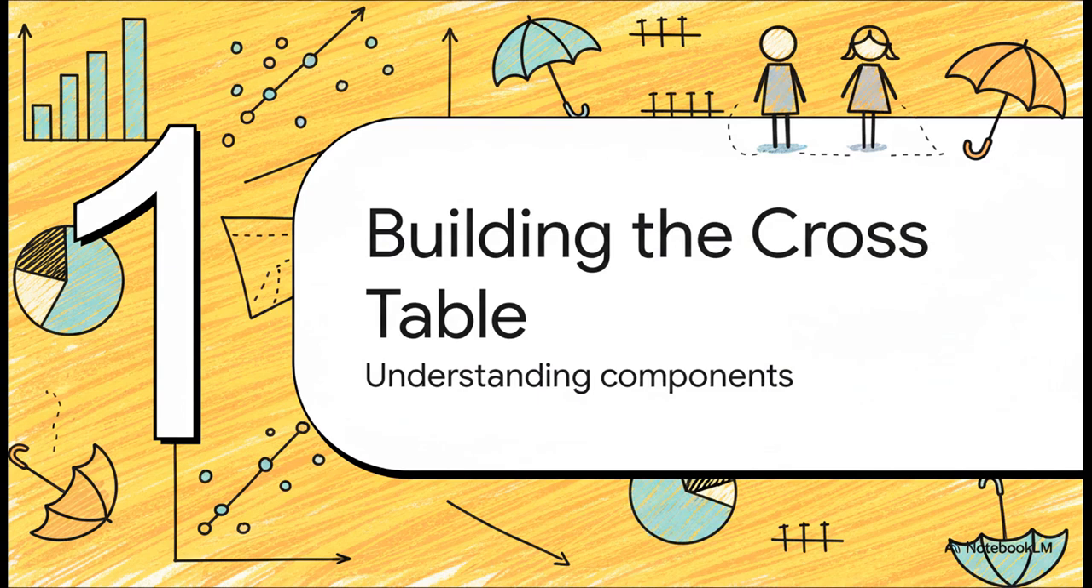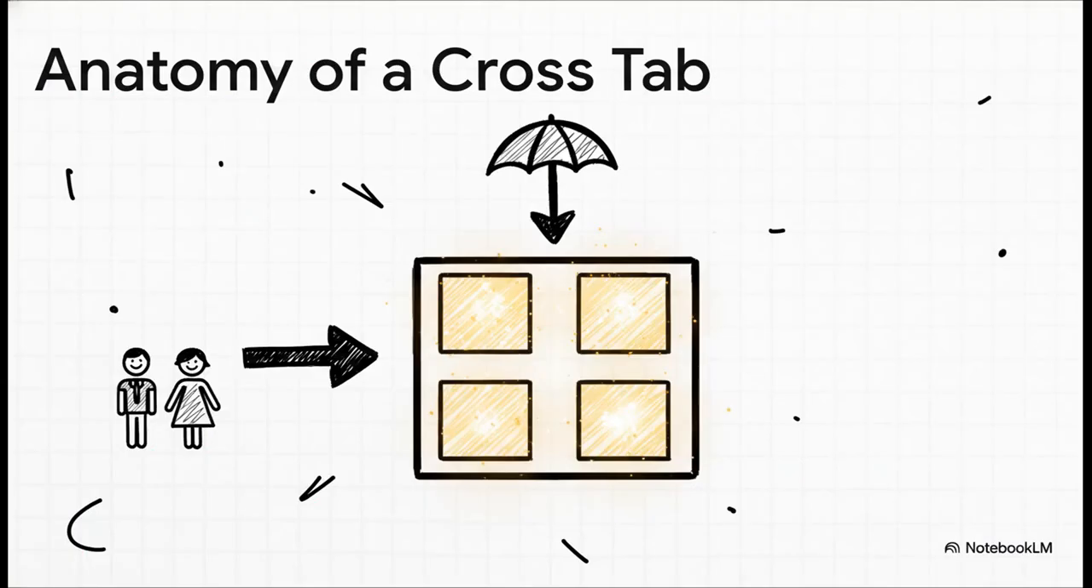Okay, so let's actually build one. It's the best way to learn. First, we've got to understand the basic parts. But don't worry, it's super straightforward. It's really just a simple grid. You've got your rows going across for one variable, say gender. Then you've got columns going down for your other variable, like do they have an umbrella? And the magic happens right there in the little boxes, the cells where they cross over. That's where we put the numbers, the counts.